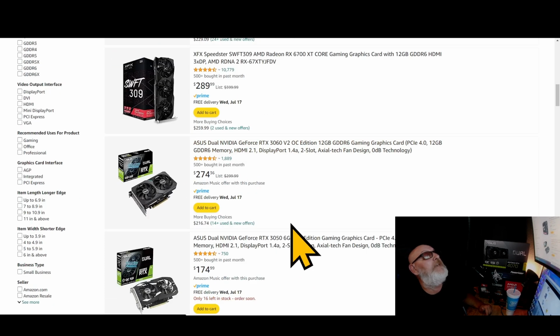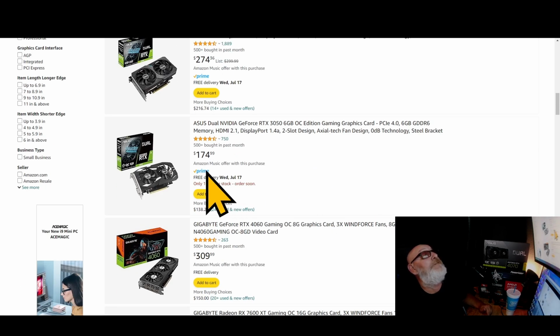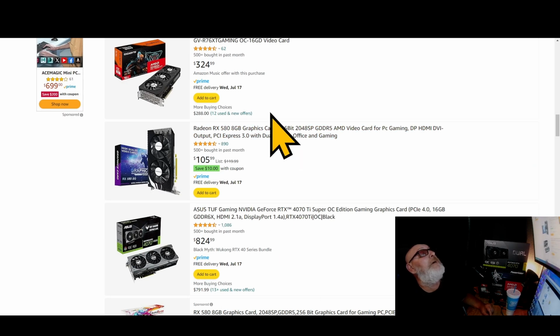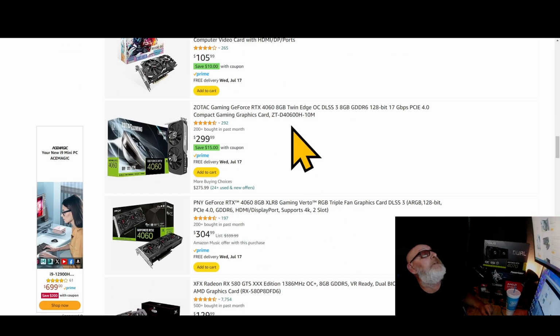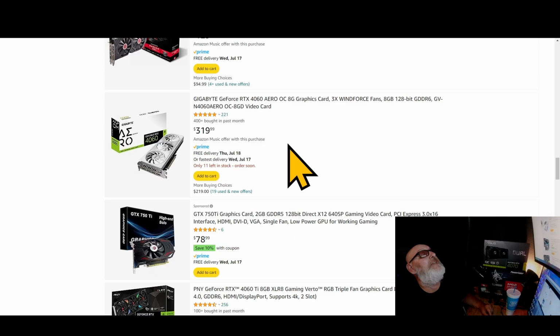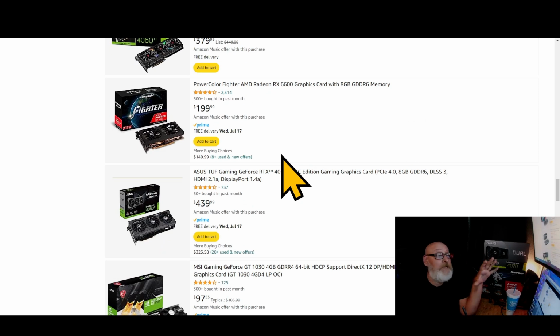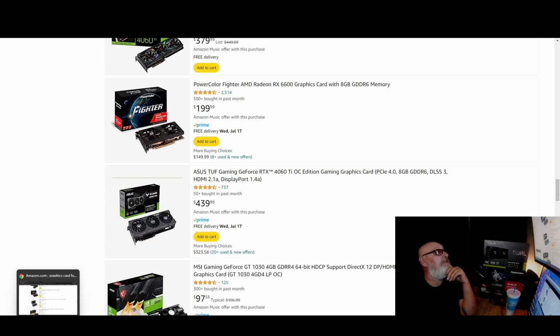3060 for $290, 3050 for $175. Still keeping it at a continuous same price. 4060s, $309. I think it's a little bit cheaper somewhere else. The 4070 Ti Super is cheaper somewhere else. Let's see, is there anything on here that's going to be an eye catcher? So far, these prices are above where you can actually find them, because these are like $439 for the 4060 Ti 8 GB version. That might be a little too high to me.